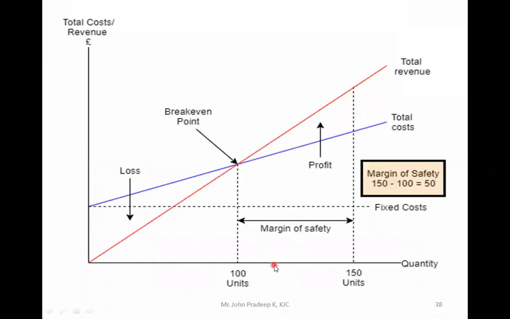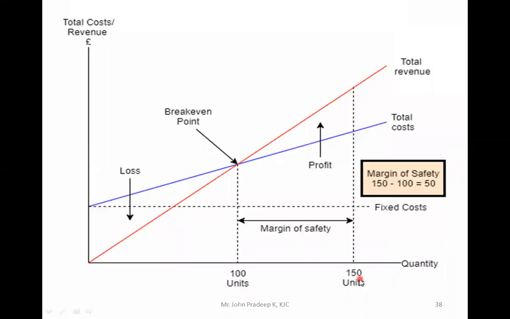The next graph is very clear about margin of safety. You can see they have actual sales of 150 and break-even sales of 100, so 50 is the margin of safety. This is your margin of safety line. The red line is the total sales line, the horizontal dotted line is your fixed cost, and the blue line is your total cost. Where these two lines meet is your break-even point. So break-even is 100 units, and my actual sales is 150.